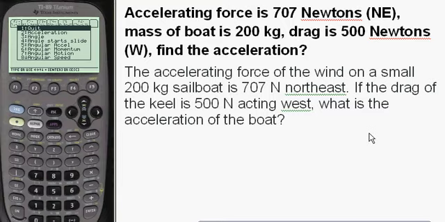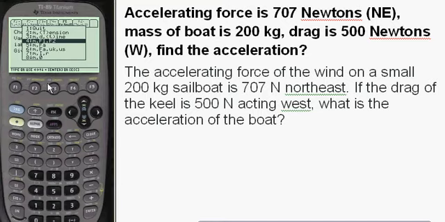Over on the right of the problem, you put mass equals 200 kilograms, and F1, which is the first force, is 707, and then of course I give you menus for northeast. F2 is 500 newtons, and that's going to be west. So then you know you have mass, F1, F2. Now when we press number 2 here to go to this acceleration, up comes the menu. Here's mass and F1 and F2, okay? So you scroll to that and press enter.